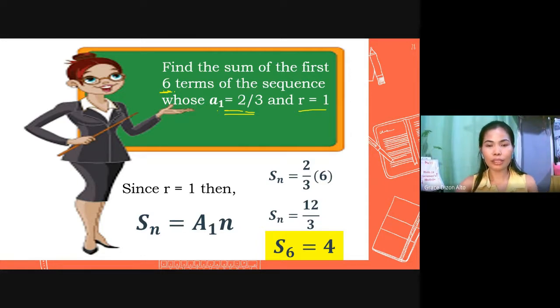So let's proceed. So here we have to go back. Let's remember the first term is 2/3. The number of terms is 6 and the common ratio is 1. So multiply the first term and the number of terms. So we got 12 over 3 is equal to 4. All right.